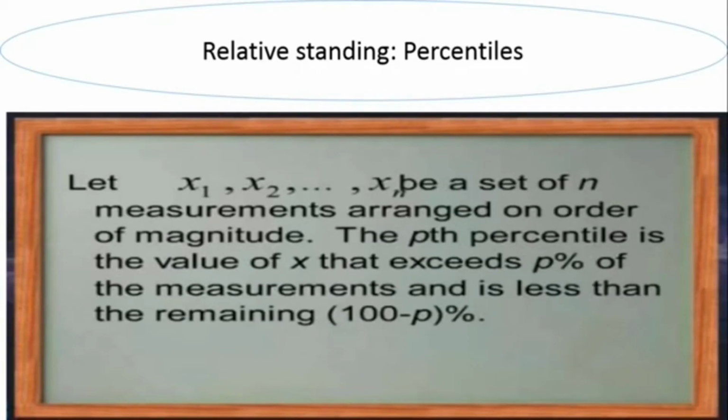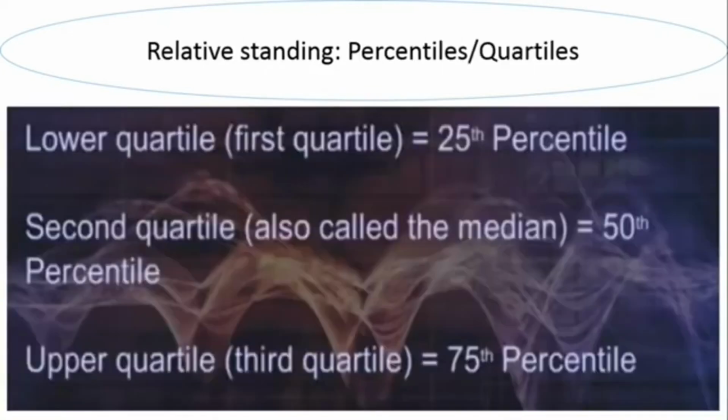Another relative standing is the quartile. The lowest quartile is the first quartile, which is the 25th percentile. The second quartile, also called the median, is the 50th percentile, and the upper quartile or third quartile is the 75th percentile. So that's the definition of the first quartile, the second quartile, and the third quartile.